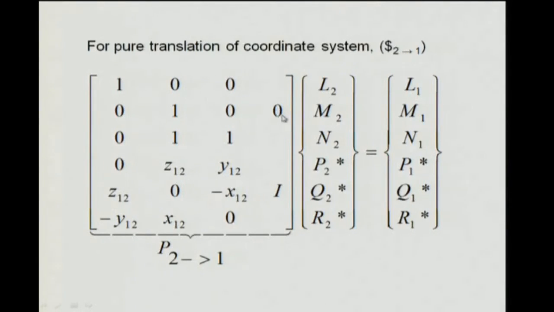And then here you have a set of 3 by 3 matrix which is all zeros, and here you have the identity matrix, which is 1 1 1 and 0 0 0 0 0 0. Into this, screw 2 will give you screw 1. So, this gives you pure transformation for the translation of a coordinate system, and how to move a screw defined in the second frame to the first frame.